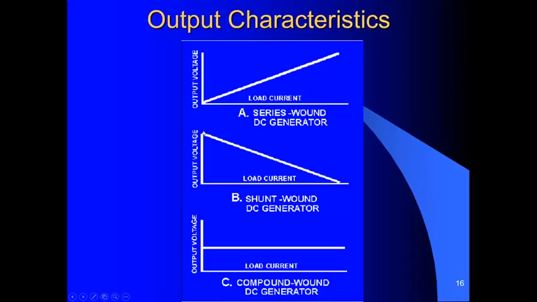Shunt wound generator, the more load you add to it, the less voltage you get. So there's certainly a drawback there, and that's why compound wound are probably the most common. We have a nice steady voltage no matter what our load is asking for as far as power goes.